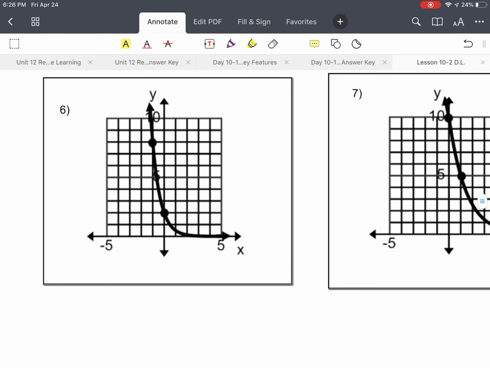Can you try 6 and 7 on your own? Pause, and then when you're done, come back and I'll go over them.